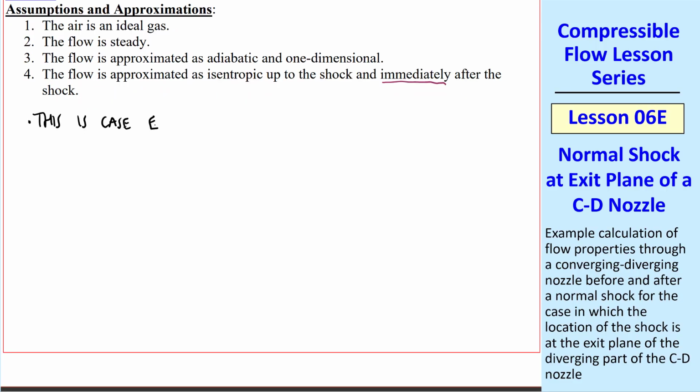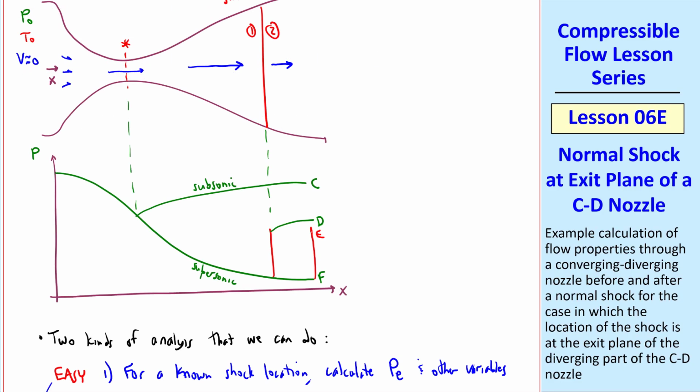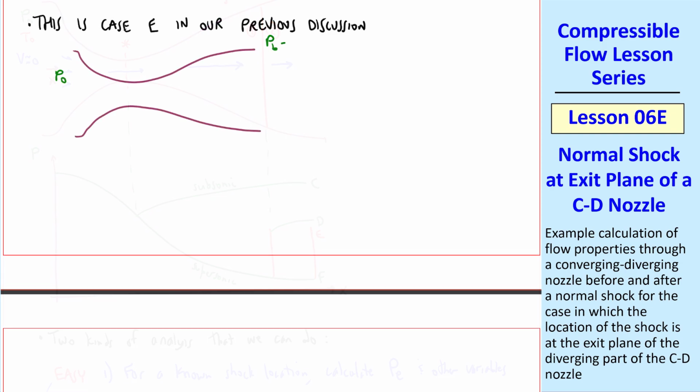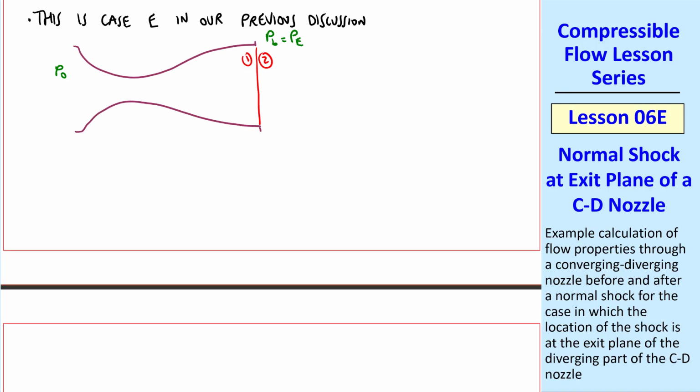This is case E in our previous discussion, the one with the shock right at the exit plane. In other words, PB equals PE, such that the shock is located right at the exit plane. The back pressure is PE, which is also P2 in our diagram, the exit pressure. This is the key to this analysis.